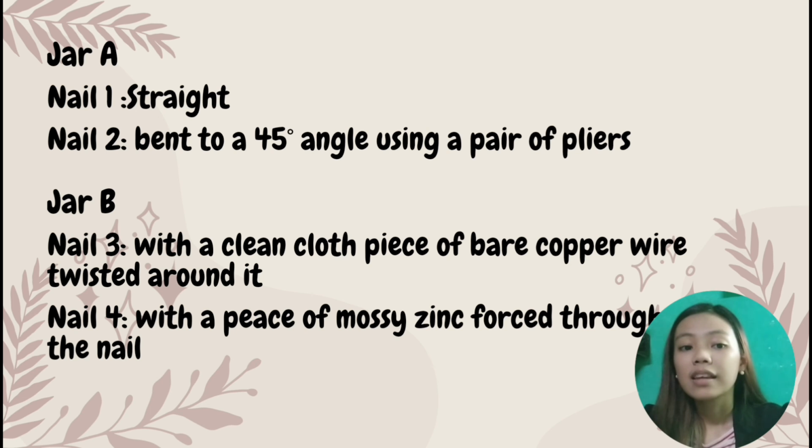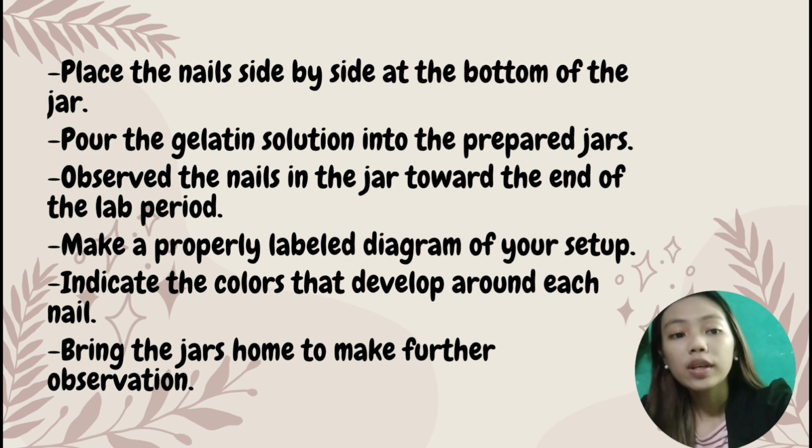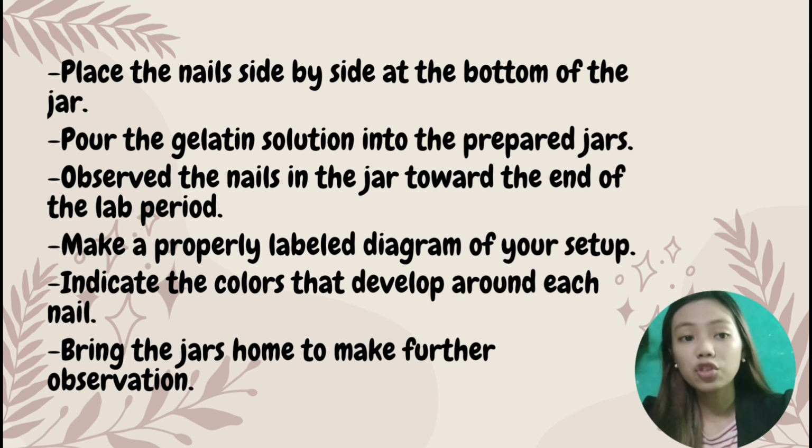On jar B, nail number 3 is wrapped with a piece of bare copper wire, cleaned with a cloth, twisted around it, and nail number 4 has a piece of mossy zinc forced through it. After doing so, we are expected to place the nails side by side at the bottom of the jar, making sure that the nails do not touch each other. Pour the gelatin solution into the prepared jars, taking care that the nails and metals are covered to a depth of at least 1.0 cm.